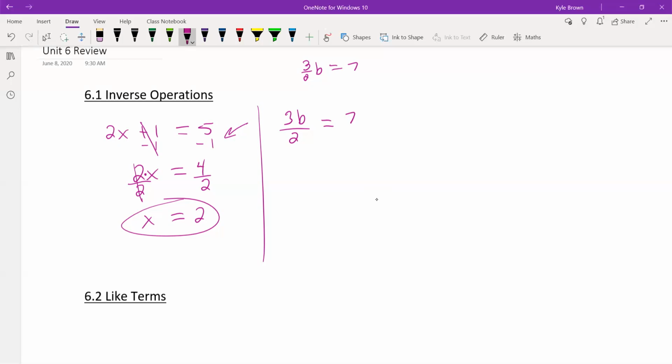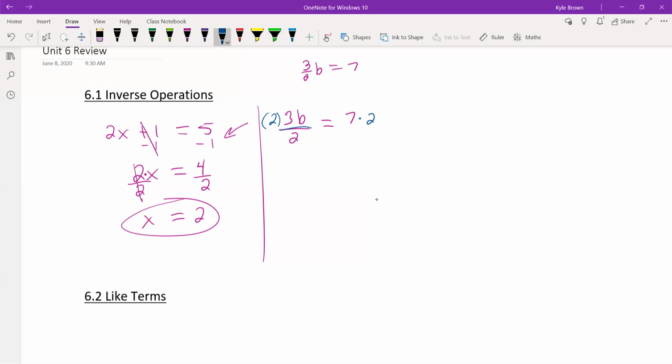I just don't like things in the denominator if they don't need to be. So I'm going to get rid of that one first. So I'm going to multiply both sides of the equation by 2. And the reason why I multiplied is because I was dividing, right? I want to do the opposite. I want to do the inverse operation.